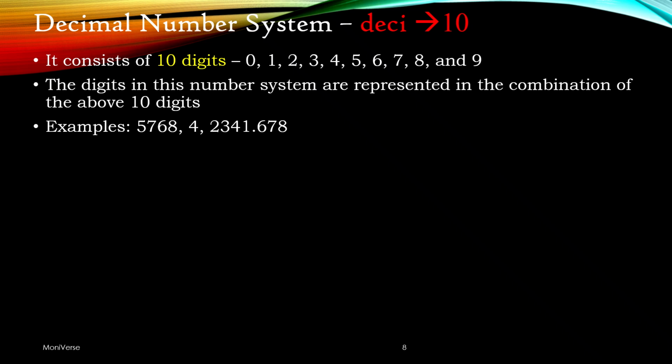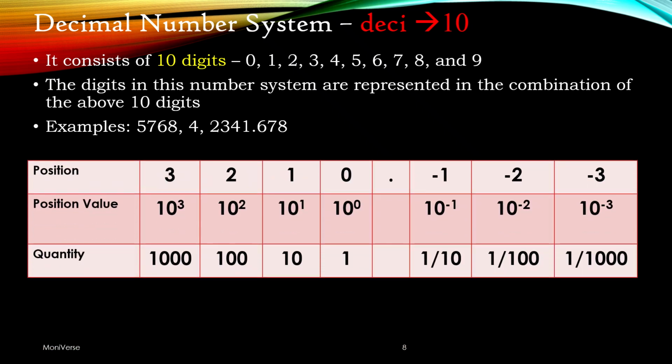5768 for 2341.678. Now we can see how the positional value and the quantity of this number can be defined. So imagine a number with 4 digits. So let us consider the same example over here, 2341.678, right? So the position of this 1 is 0.